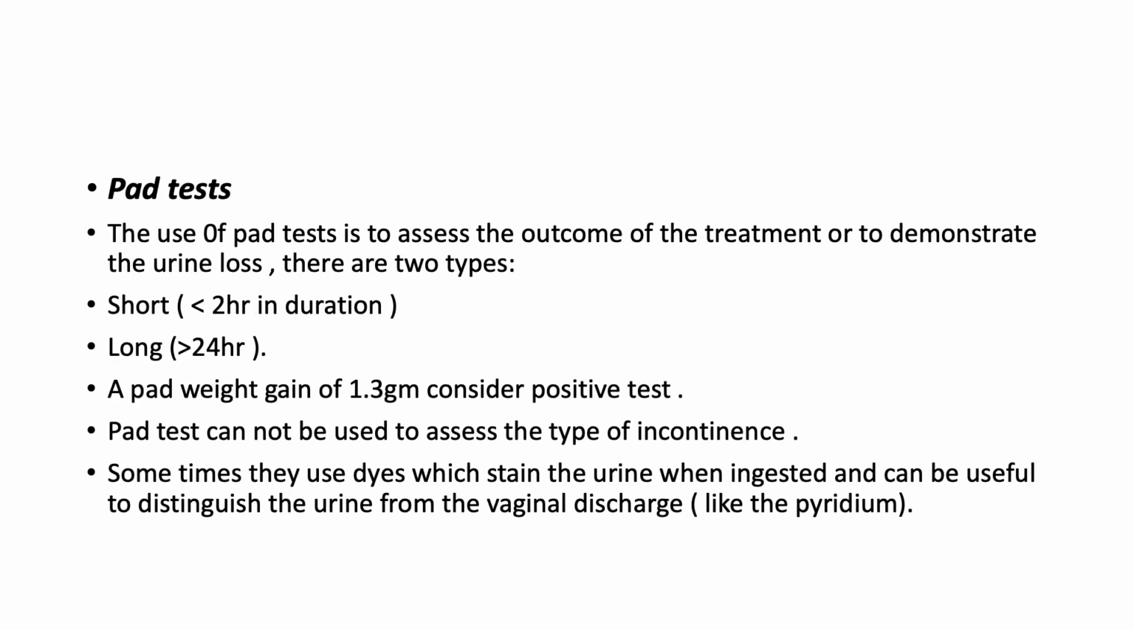Another investigation used to assess if the patient really has urine incontinence is the pad test, using pads to assess whether there is urine loss or not. There are two types: the short type, less than 2 hours, and the long type, which is 24 hours or more. Sometimes they use it for 2 to 3 days. The pad is weighed before and after use. If there is an increase in the weight of the pad of 1.3 grams, it is considered positive.